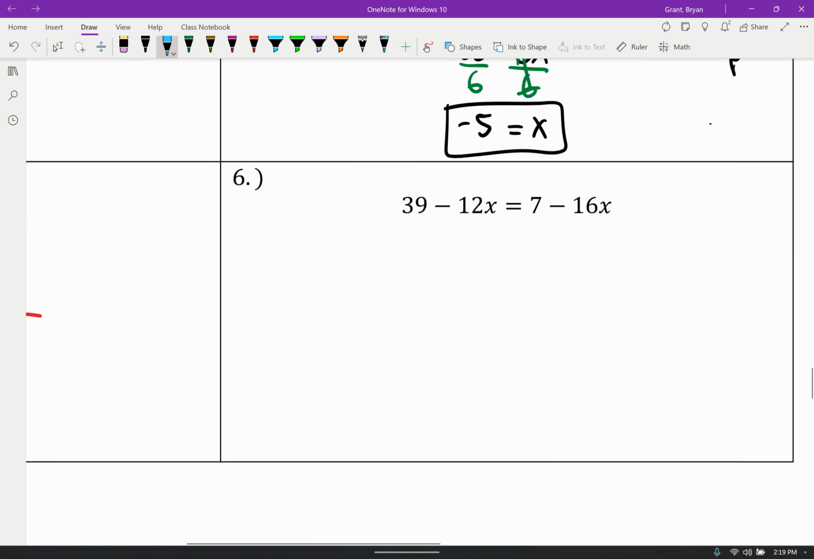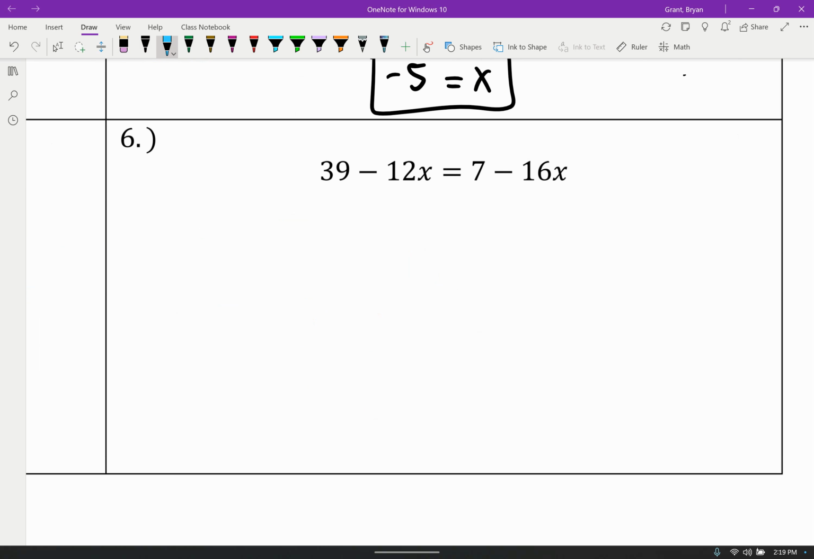Last one on this second to last page. Ooh, a little trickier here. Which x do I want to undo first? I think if you add 12, that's not going to be enough to bring this negative 16 back to the positives. Just to bring negative 16 to 0, we'd have to add 16. 12 is too small. So I'm going to suggest that we actually add 16 to each side first.